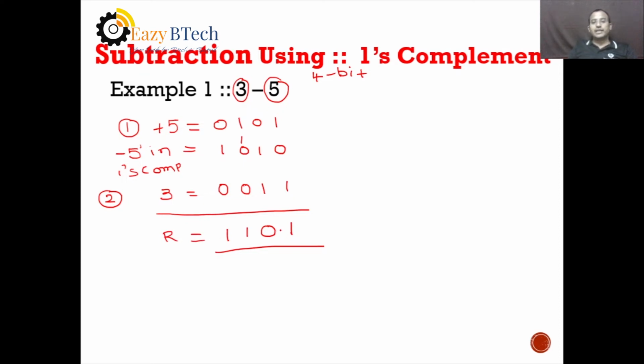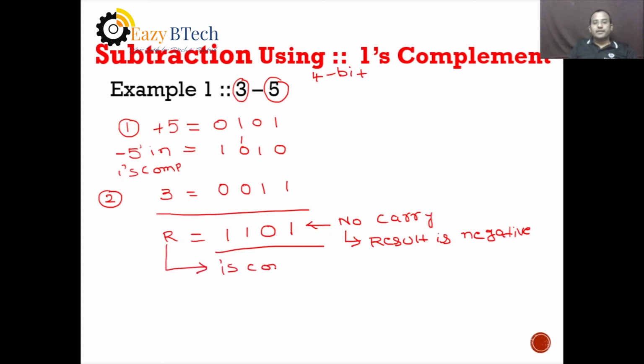As we have seen in the procedure, here there is no carry. If there is no carry, what does it indicate? It indicates the result is negative, and the result is in 1's complement form.